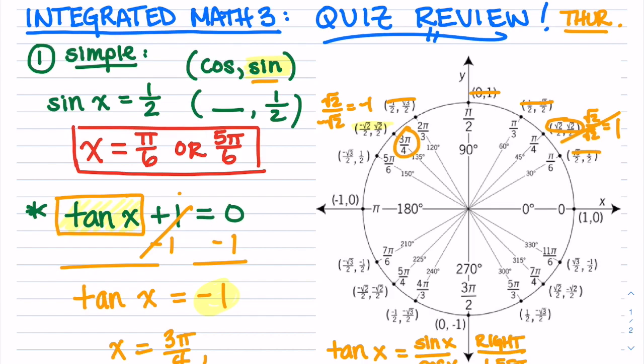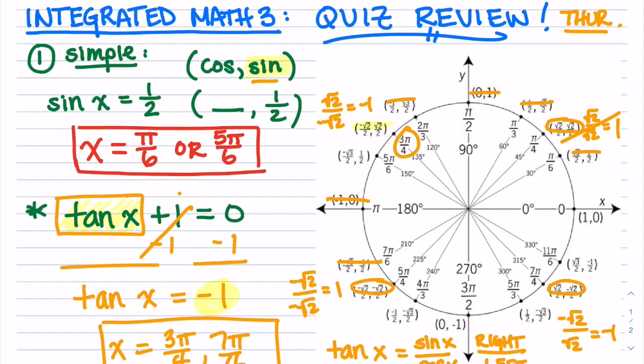Another one, let me see, I should be able to get one more. Not there. So this one, again, almost, except it's a negative divided by negative, so that would be positive 1. And then here, that would be negative radical 2 divided by radical 2, which is negative 1. So 3 pi over 4 and 7 pi over 4. Okay, so those are the kind that I mean when I say simple.